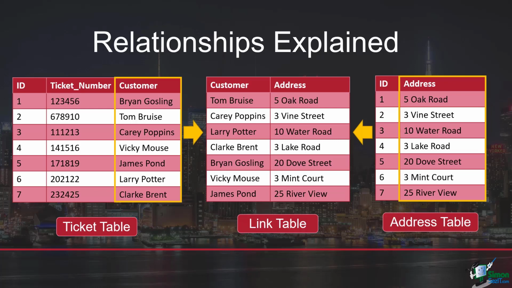The link table in the middle has two fields. It has customer and it has address. And we have the customer field in the ticket table and the address field in the address table. So using that link table in the middle, we can link both of these tables together. And that's basically how relationships work in Access.